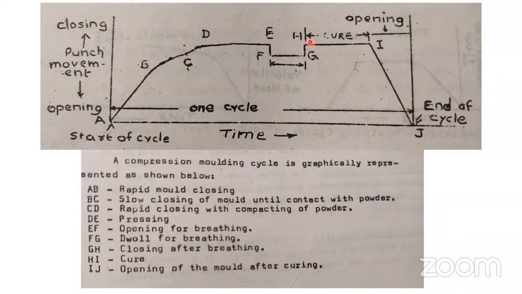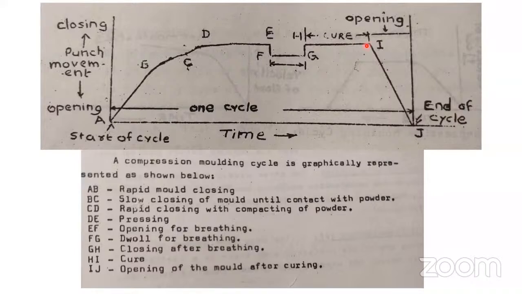Right, closing after breathing. Now the curing will start. Curing means cross-linking. Curing means hardening. Curing means setting. The cross-linking will start between the chains, among the chains. After that, up to the curing will take maximum time.